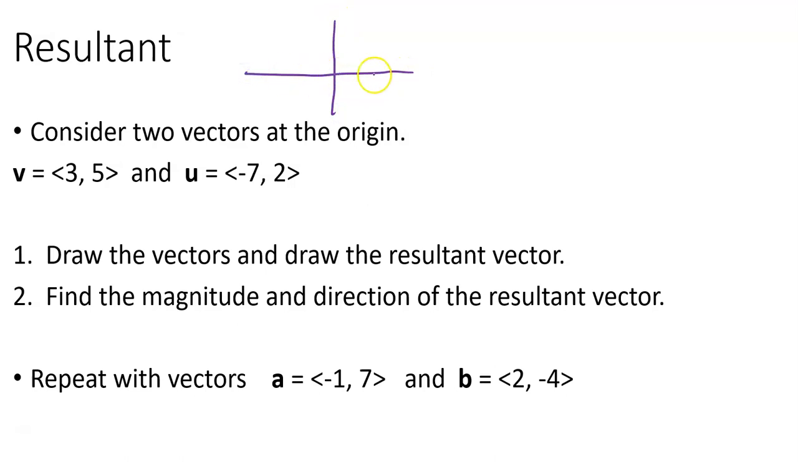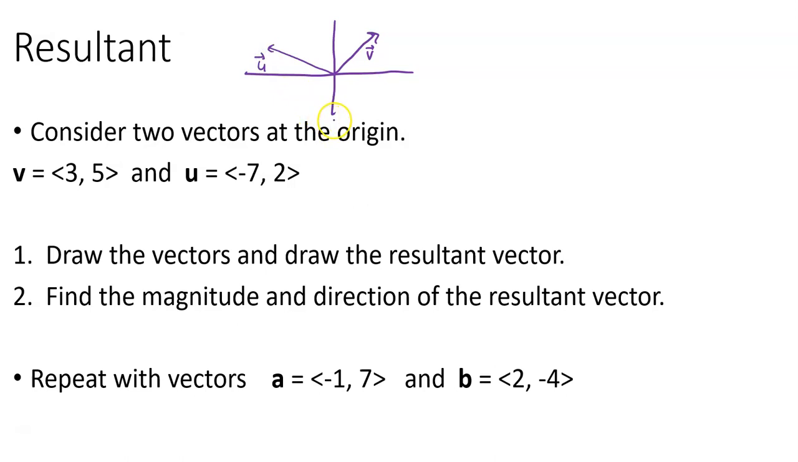So 3, 5 goes 3 to the right and 5 up. All right, so I'm drawing a rough sketch. There's vector v. Vector u goes 7 to the left and 2 up. So there's vector u. Draw the vectors, draw the resultant vectors.